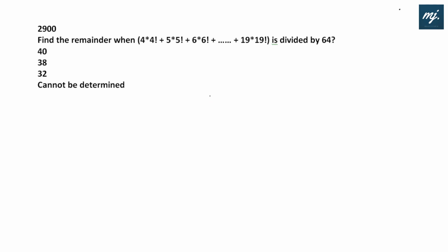Okay, a question on remainder. We need to find the remainder when an expression is divided by 64 to end this session. On this note, I hope these sessions were helpful to you. Let us see what's there. Find the remainder when 4 into factorial 4 plus 5 into factorial 5 till 19 into factorial 19 is divided by 64. Now when we look at 64, 64 is 8 into 8.